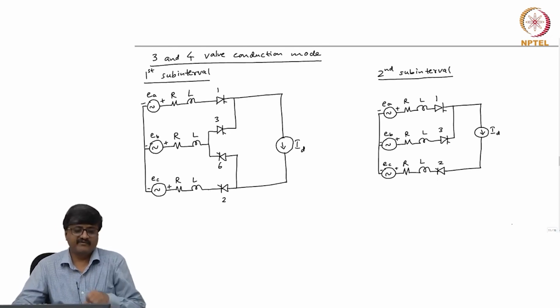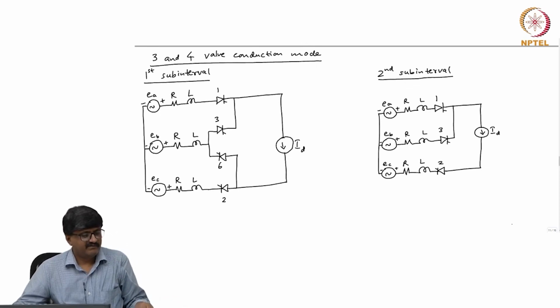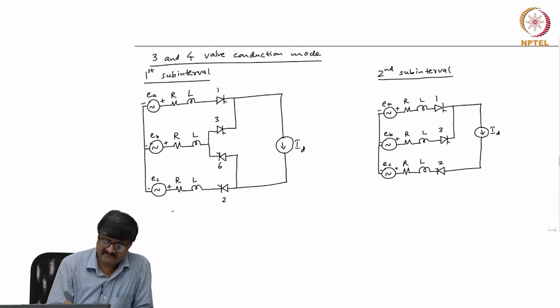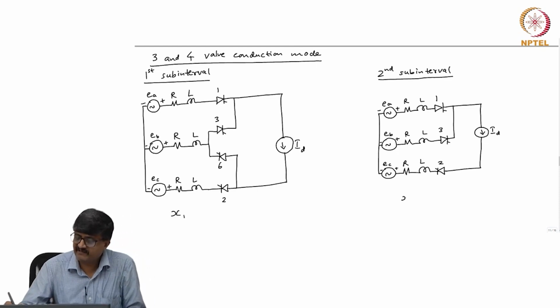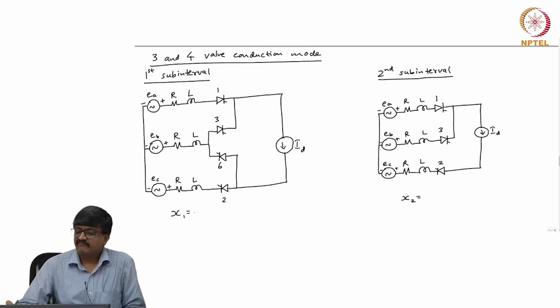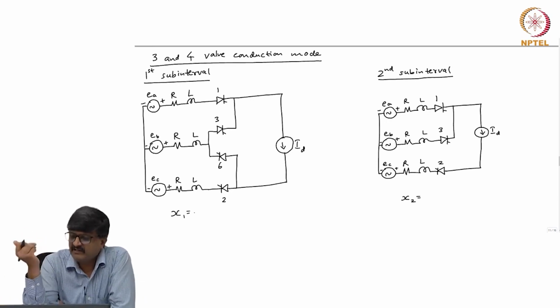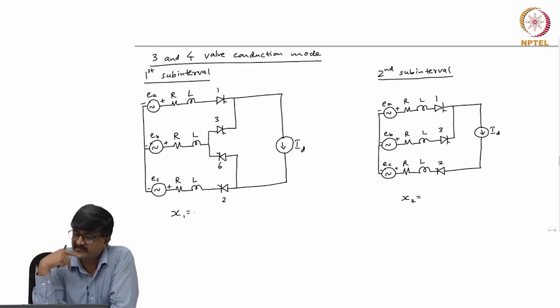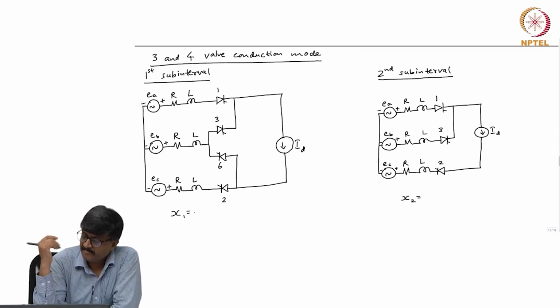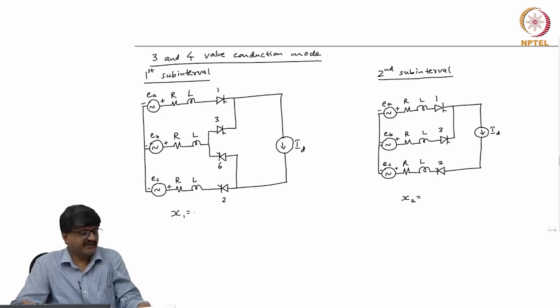So, we have the equivalent circuit for both the subintervals. So, can we say what is the state vector x 1, what is the state vector x 2? Now, it is easy to say what is x 2 because we already considered the second subinterval in the case of 2 and 3 valve conduction mode, because the second subinterval equivalent circuit is same as the first subinterval equivalent circuit for 2 and 3 valve conduction mode. So, x 2 here is nothing but what we got as x 1 in the case of 2 and 3 valve conduction mode. So, x 2 is nothing but I 1.